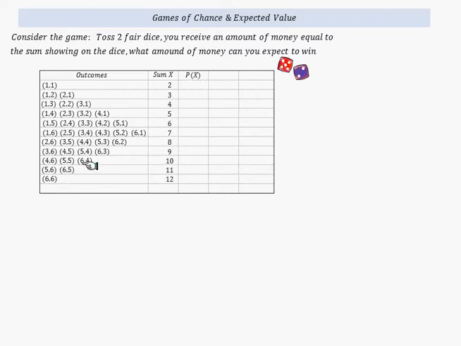Now each of these pairs is equally likely, and there's 36 of them, so the probability of getting a 1 and a 1, or a sum of 2, is 1 in 36. Just simply adding these up and dividing by 36 gives us the probabilities that are coming on the screen now, and the total of those probabilities should be 1, which it is.